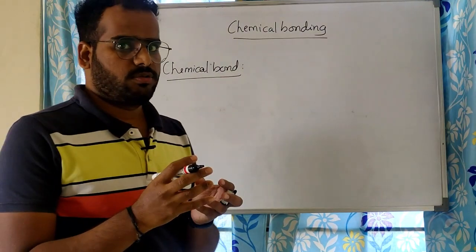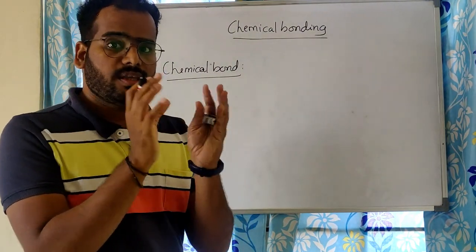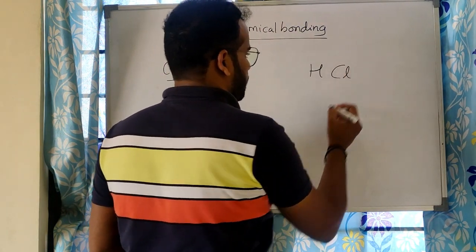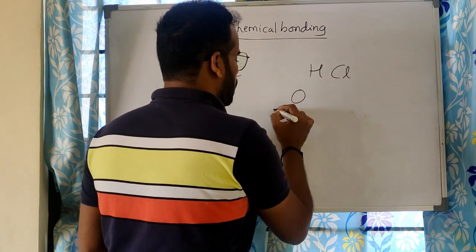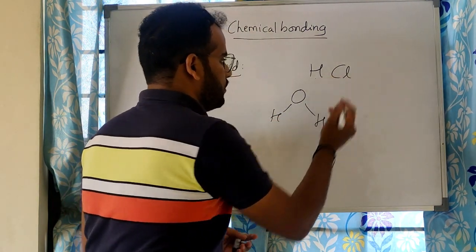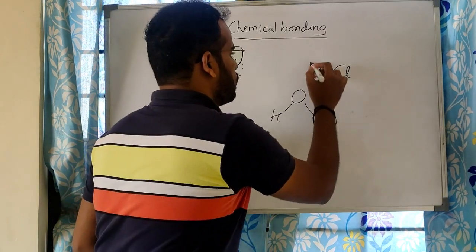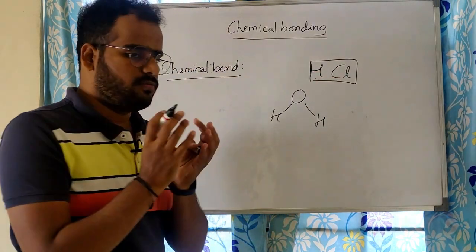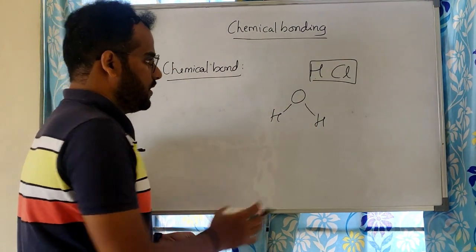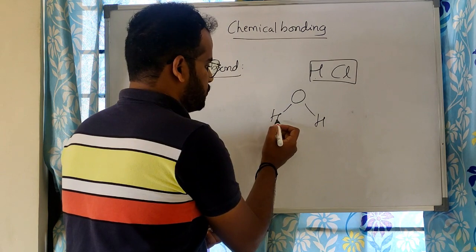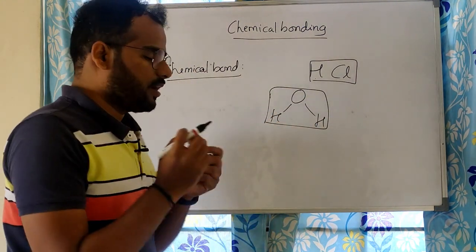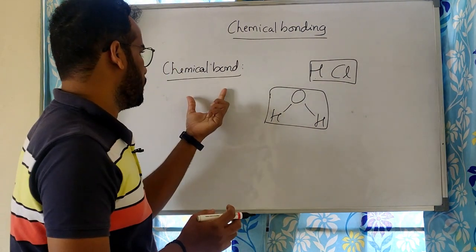It is the force which holds two atoms together in a molecule. Say, for example, if you take the molecule HCl or the molecule water. Here the H and Cl are held together in this molecule by a certain force of attraction. That force of attraction is called a chemical bond. Similarly, in water, the oxygen, hydrogen and hydrogen are held together by some kind of force of attraction. Again, that is also a chemical bond.